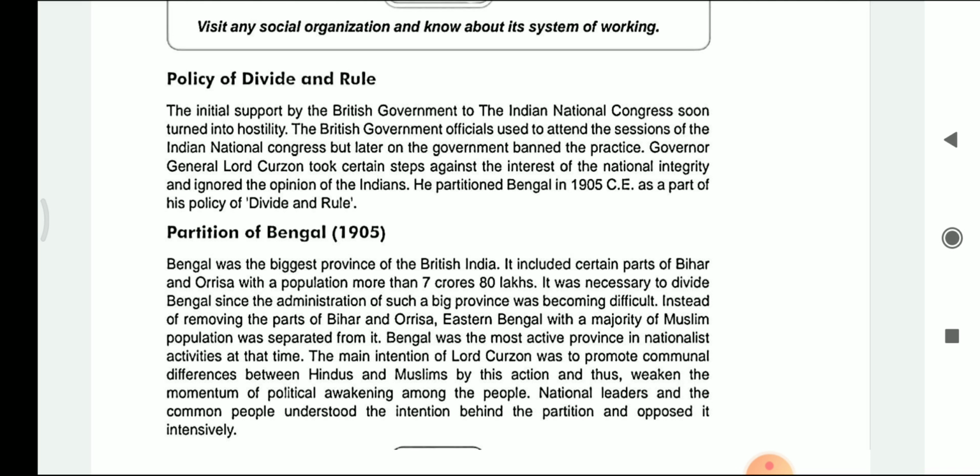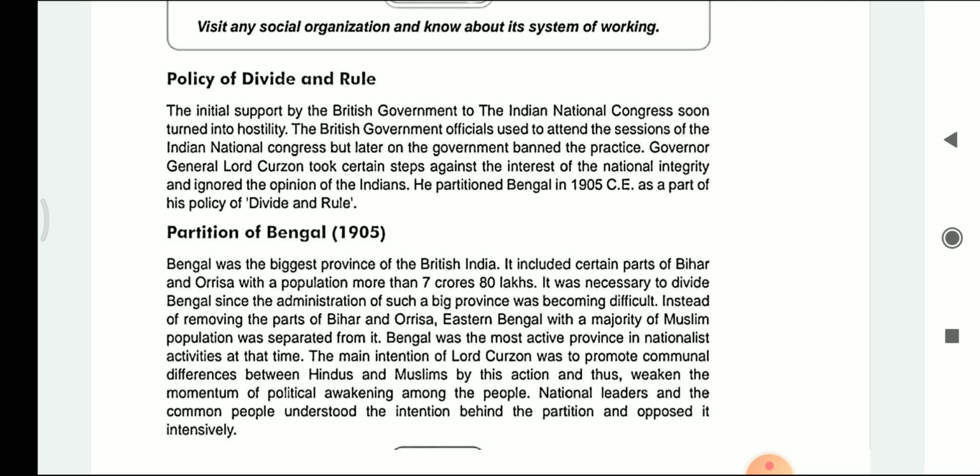The policy of divide and rule, my dear students, is something you know from previous classes. The name of the policy itself describes divide and rule. The initial support by the British government to the Indian National Congress soon turned into hostility. British officials used to attend the sessions of the Indian National Congress, but later on the government banned the practice. The Governor General, Lord Curzon, took certain steps against national integrity and ignored the opinions of Indians. He partitioned Bengal in 1905 as part of his policy of divide and rule.